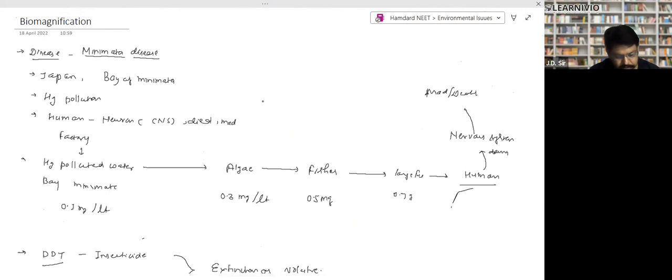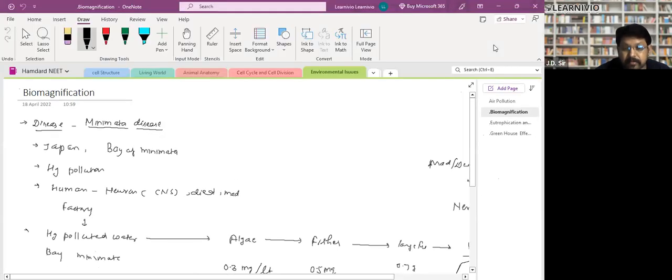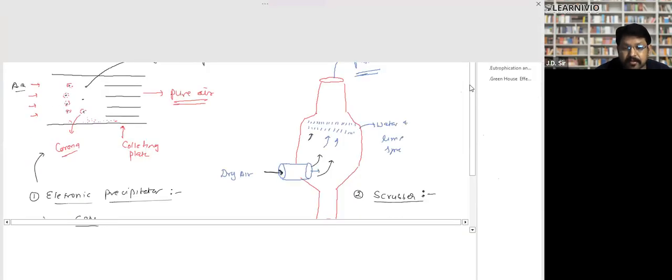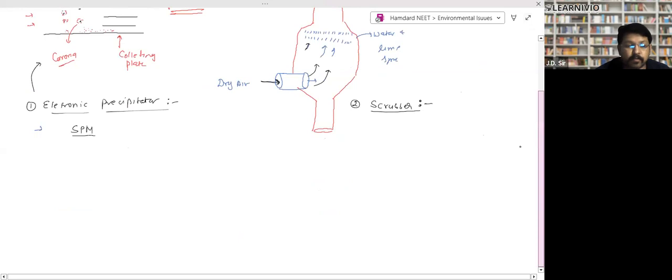What is biomagnification? Any one of you can tell me? As the amount of toxic material increases as we go above the trophic levels. Very good, very good. One more thing which I want you to note down in NCERT, there is a line that this is a question.